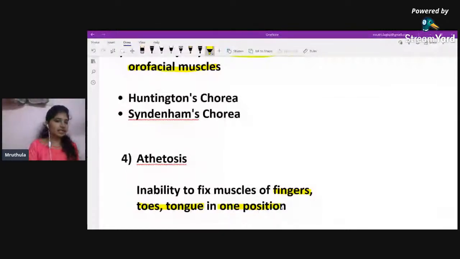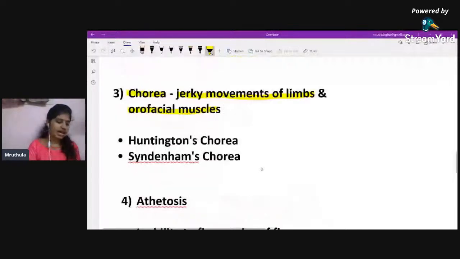In chorea, we have two types called Huntington's chorea and Sydenham's chorea. Huntington's disease, we would have heard of it. It is an autosomal dominant disease. In that, chorea is a manifestation. Then Sydenham's chorea is seen in children when there is rheumatic fever. Because of rheumatic fever, there is chorea, and we call it Sydenham's chorea.